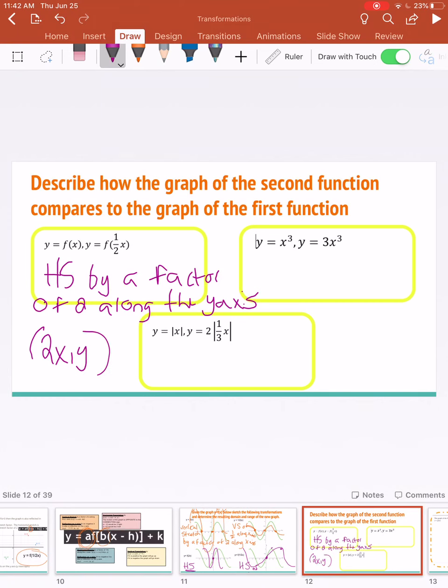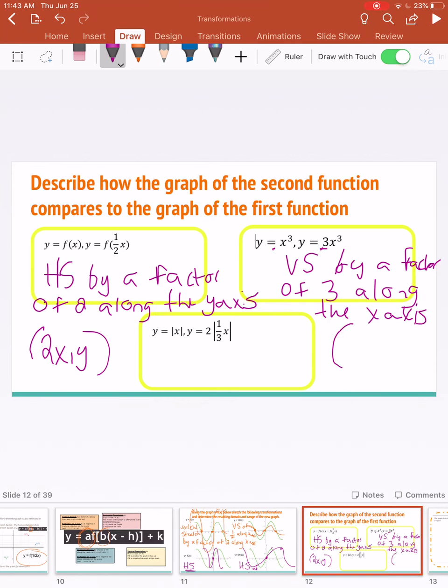Okay. The next one, because the 3 is in front, right? Notice how the 3 is in front. It's not replacing the x, or else it would have looked like this. It's in front. So that means it's a vertical stretch. So it's a vertical stretch by a factor of 3 along the x-axis. And if I wanted to write mapping coordinates, it's all your y values being times by 3. So it'd be x, 3y.